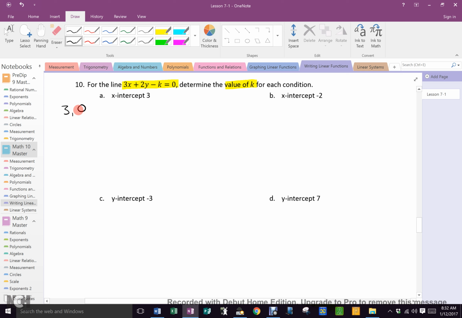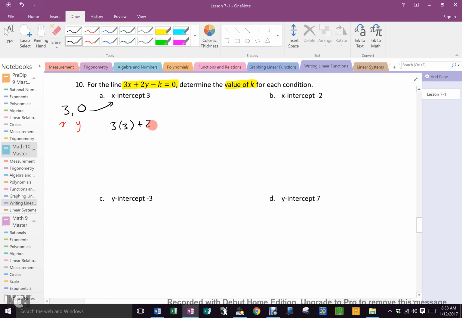Right. 3, 0 is what every x-intercept is, correct? And there's my x, and there's my y. So what do I get to do with those numbers and this equation? Put them in. What goes in for x? 3. So I've got 3 times 3. What happens to y? It disappears because 2 times 0 is 0, yes?